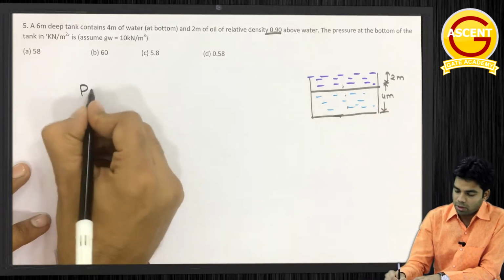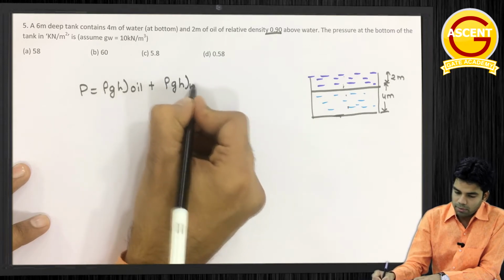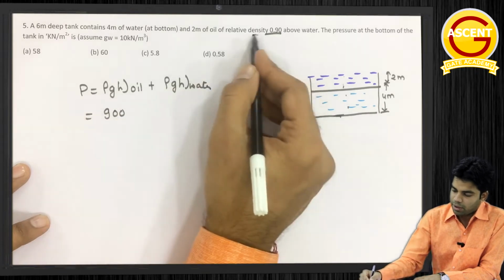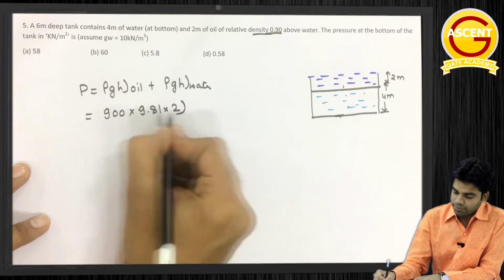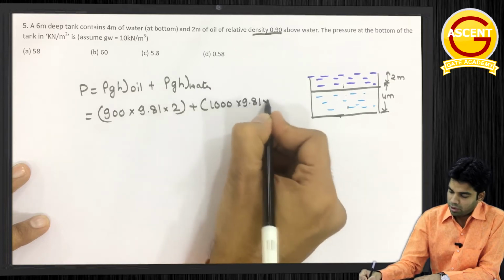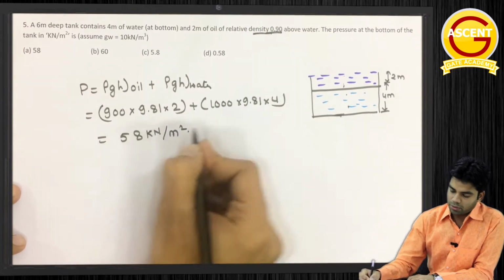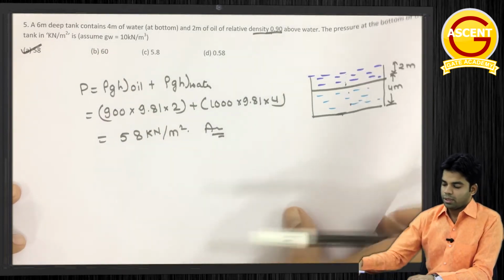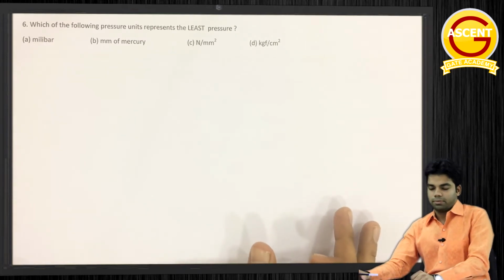Okay, so this pressure will be equal to rho GH of oil plus rho GH of water. So this will be equal to, for oil, rho is 900, relative density 0.9, into 9.81 into height 2 meter, plus for water 1000 into 9.81 into height 4 meters. So, from here this will be equal to 58 kilonewton per meter square. Answer. Okay, so answer will be A. Clear? Next question. Which of the following pressure unit represents the least pressure?